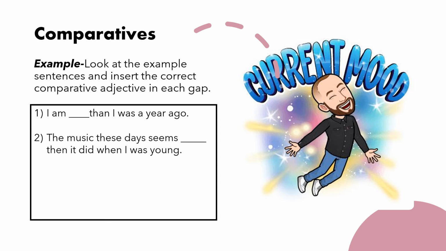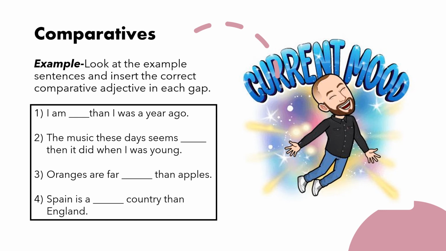The music these days seems blank than it did when I was young. Oranges are far blank than apples. And number 4, the last one, Spain is a blank country than England. So think what comparatives will go into those spaces. Take your time, and when you're ready, we're going to move on to have a look at the answers on the next slide.